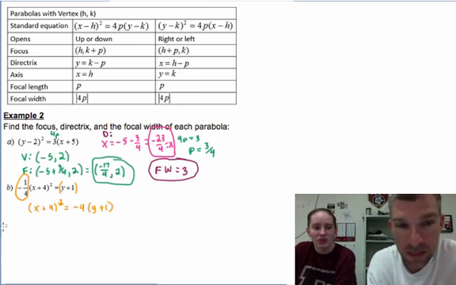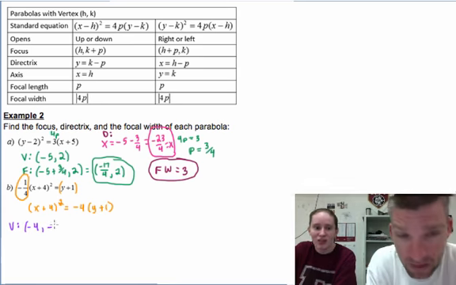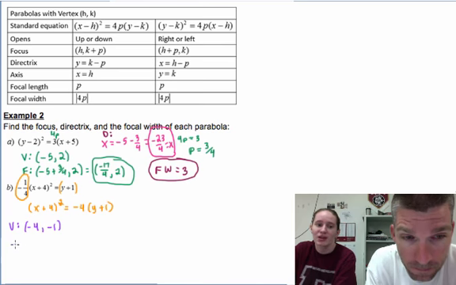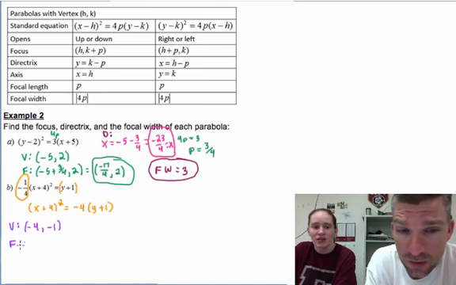Let's start with our vertex. Our vertex is negative 4, negative 1. And remember, x goes with x, and y goes with y, and every time the signs are the opposite. That is correct.